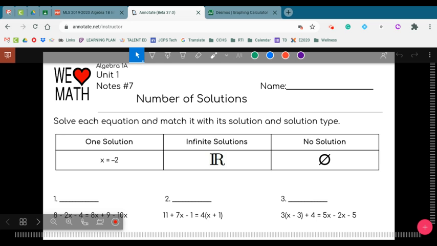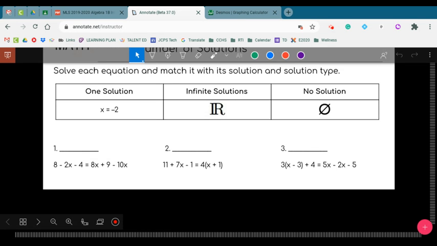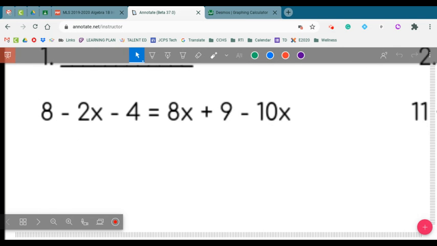Okay, today we're going to do our Unit 1 Notes number 7, which is going to be number of solutions. So what we're going to do is solve each equation, which we've been doing, and every equation we've solved recently, we've had one solution. So today we're going to talk about how we can have infinite solutions or no solution. So let's go down and solve our first one.